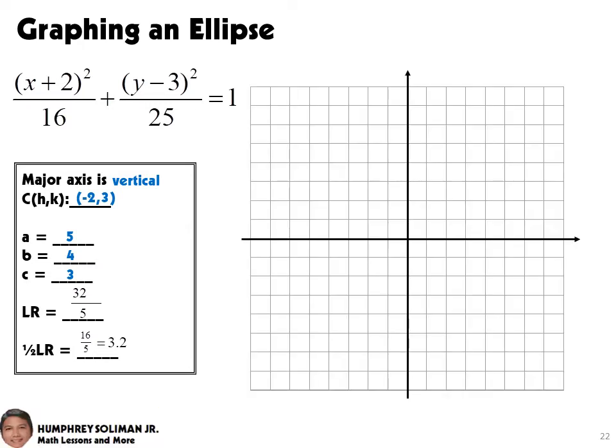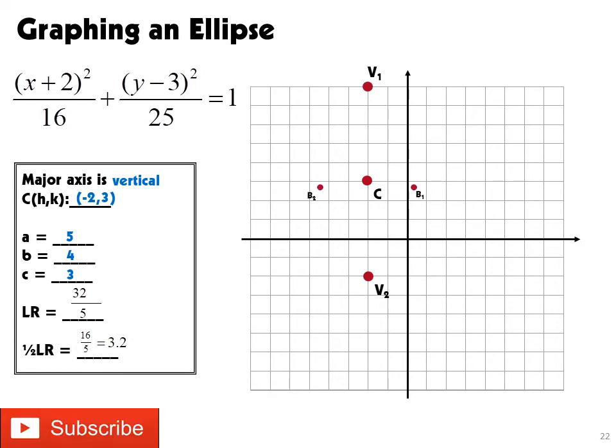Half of the LR is needed in graphing an ellipse. Now we are ready to graph. Step number 1 is to plot the center of the ellipse at -2, 3. From the center, we plot the vertices vertically at 5 units away, this is the value of A.